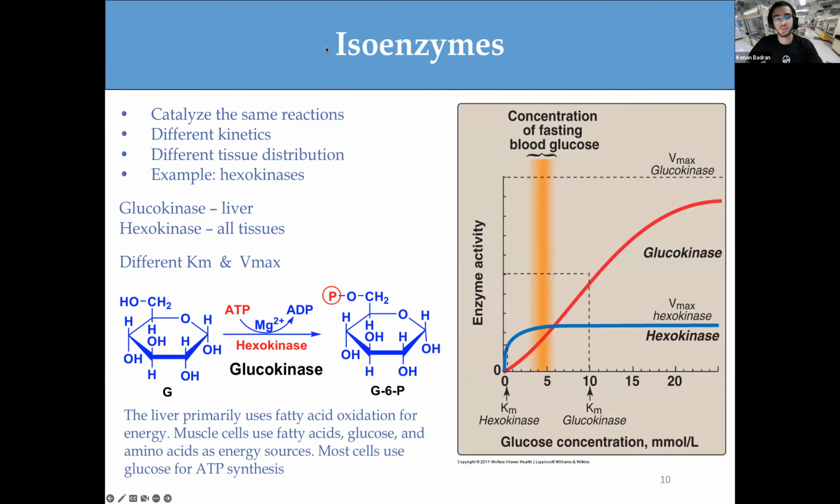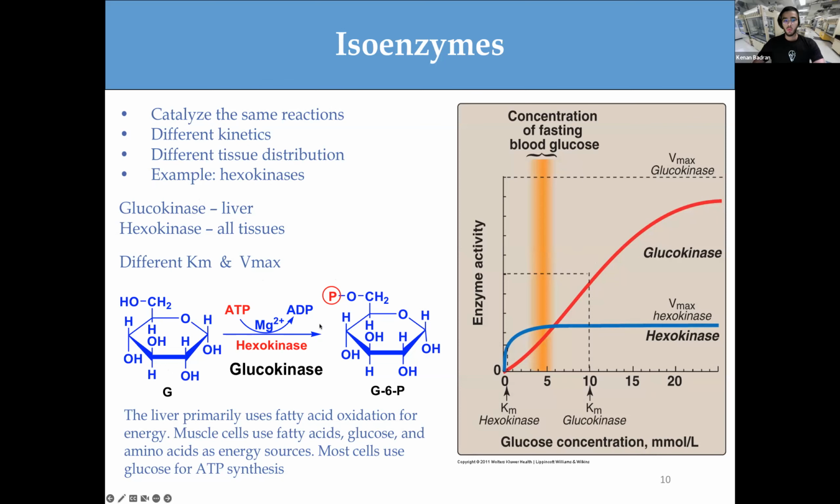And now isoenzymes. What are isoenzymes? They are basically the same kind of enzyme, but they have different kinetics and are distributed differently, but they do the same reaction. So if we look at glucokinase and hexokinase, both do the same thing, phosphorylate a glucose. Now, glucokinase is in the liver, and hexokinase is found in other tissues such as muscle.